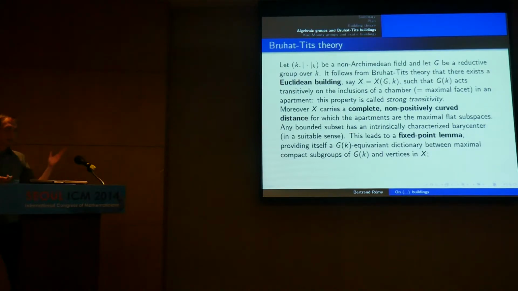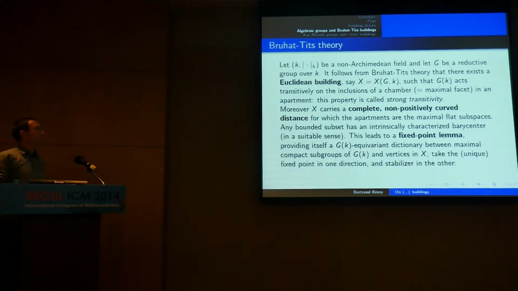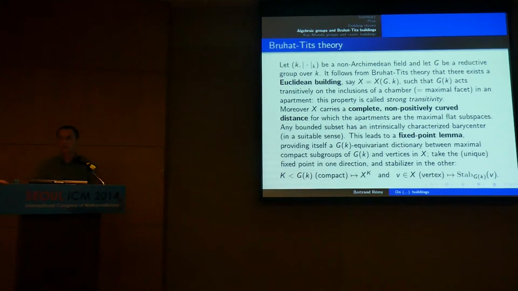So this applies, as I will explain, to maximal compact subgroups in G(K), but this also applies to Galois groups, for their profinite topology, when you do some descent argument, descent of the ground field. But I won't be talking about this. Still, you use this fixed point lemma to have a kind of dictionary between maximal compact subgroups and vertices in the building. Okay, in one direction, if you start with a compact subgroup, you take the fixed point set. And it turns out that this fixed point set reduces to a vertex, a single vertex. In the other direction, you pass to the stabilizer.